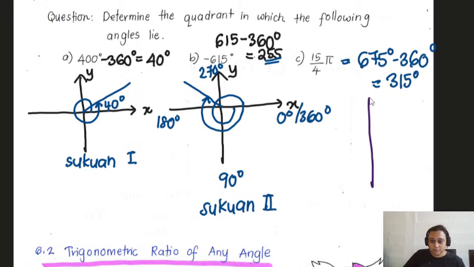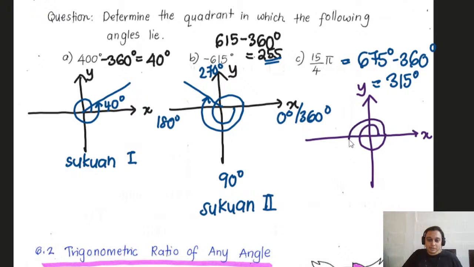X, Y. First I draw one cycle, 360. Then I need extra 315. Lebih 315, 315 sampai sini. Ini ialah sukuan keempat. Correct. Quadrant 4. Very good. So make sure your diagram is correct. Betul.